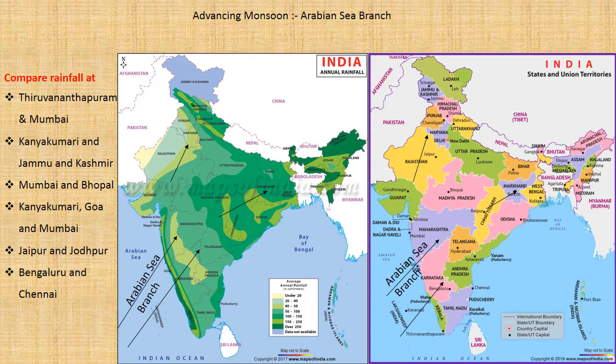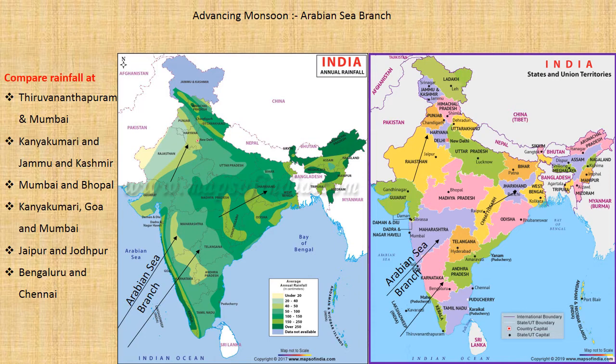Mumbai and Bhopal. Let's pay attention to the location of Mumbai and Bhopal in the political map. Mumbai lies on the coastal area in Maharashtra, whereas Bhopal lies in the interior in Madhya Pradesh. When the Arabian Sea branch will move, it will give more rainfall to Mumbai because it lies on southwest coast which receives the Arabian Sea branch perpendicular. When this Arabian Sea branch proceeds ahead to Bhopal, it will lose moisture. So comparative to Mumbai, Bhopal will receive less rainfall.